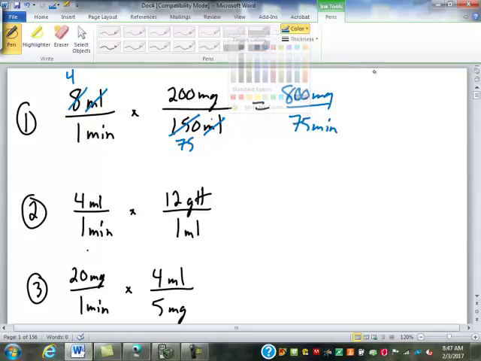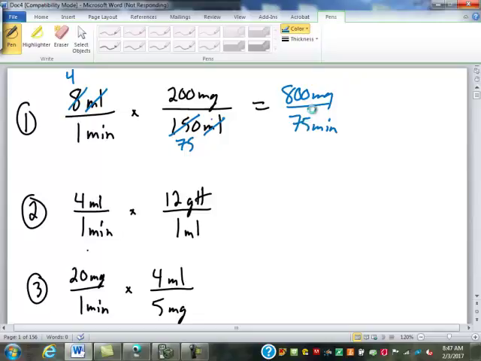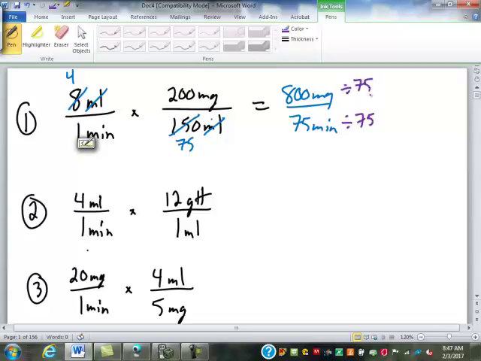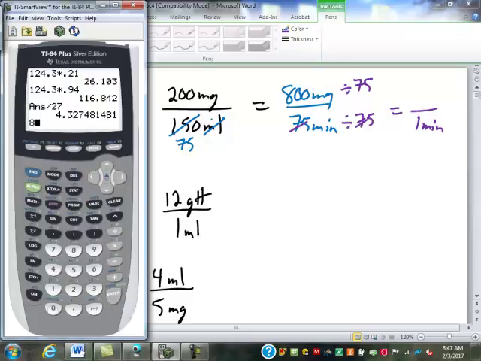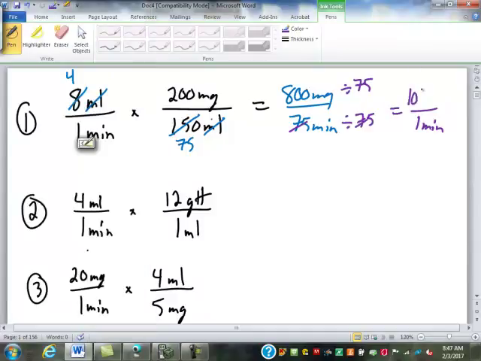And now typically in a rate like this, in a fraction like this, we would convert it down to what we call a unit rate. So we would make the denominator equal to 1. So we divide by 75 to get rid of the numerical portion. So that's now 1 minute in the denominator. 800 divided by 75 is going to give us a little bit of an ugly number. So 10 2/3 milligrams per minute.